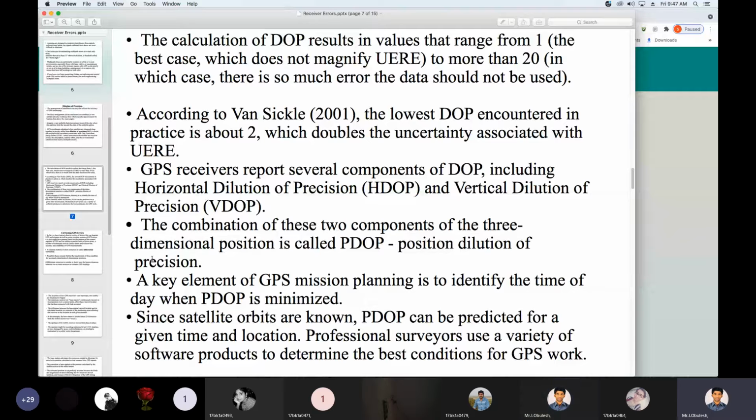So the GPS receivers report several components of dilution of precision, including horizontal dilution of precision and vertical dilution of precision.